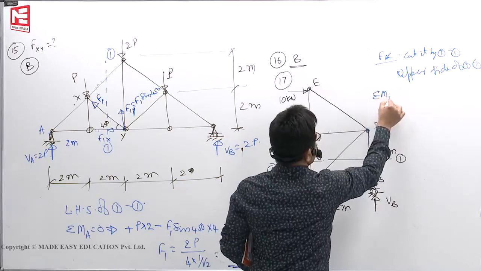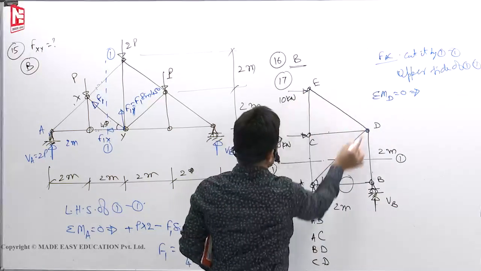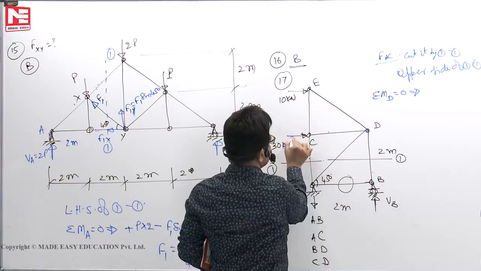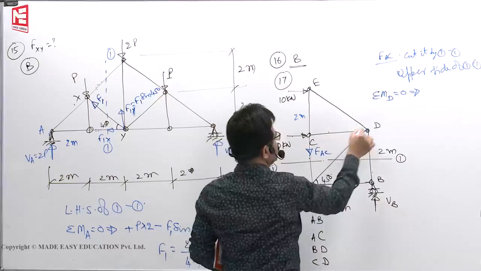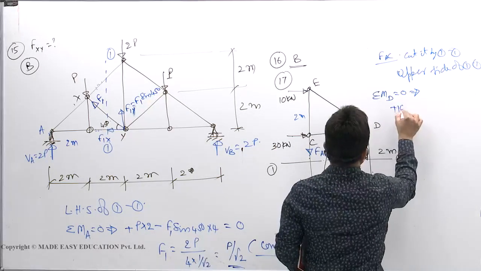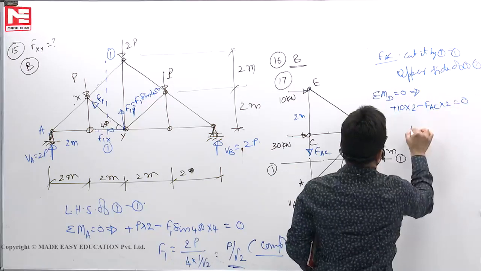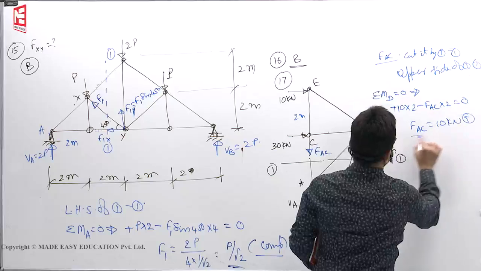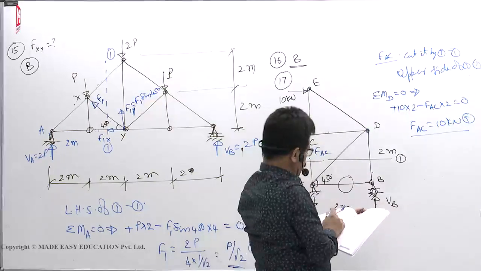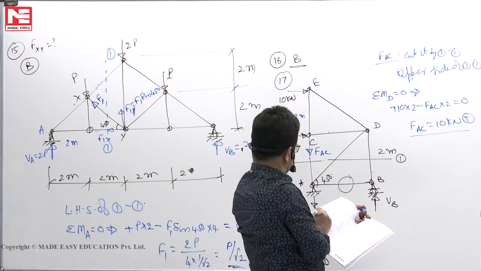So moments of all forces about D is equal to 0. Tail to the head towards the clockwise, so it has to be anti-clockwise because this will give 0 moment. FAC, this is 2 meters, 2 meters. So plus 10 into 2 minus FAC into 2 equals 0. So FAC must be 10 kilonewton. Tension. See, FAC 10 kilonewton, where is that? 10. See, A3 correct.